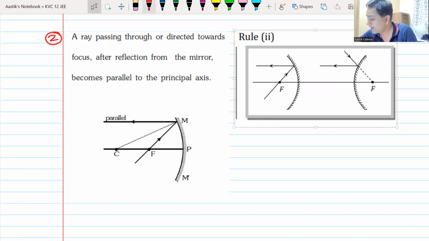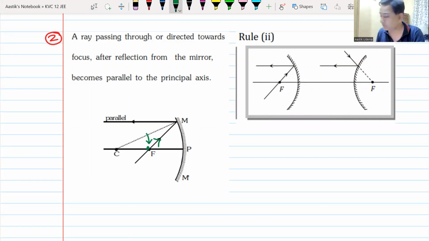So now, my dear friends, my incident ray is passing through the focus. If a ray is passing through the focus, after reflection it becomes parallel to the principal axis. This rule is the reverse of rule number one. An incident ray which passes through the focus, after reflection will become parallel to the principal axis. That will happen if your mirror is a concave mirror.